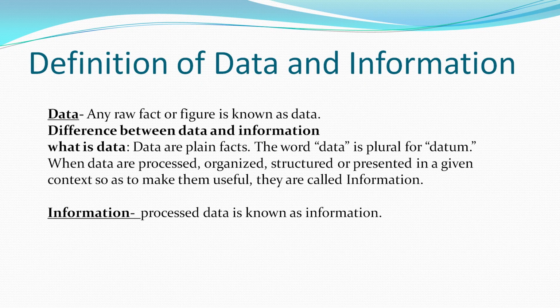Already we have discussed a number of factors related to database and database management system. Now, I am again revising the concepts that we have covered yet. The definition of data and information we have discussed: data is any raw fact or figure that we see with the naked eye, and information is the processed data that provides a particular meaning.